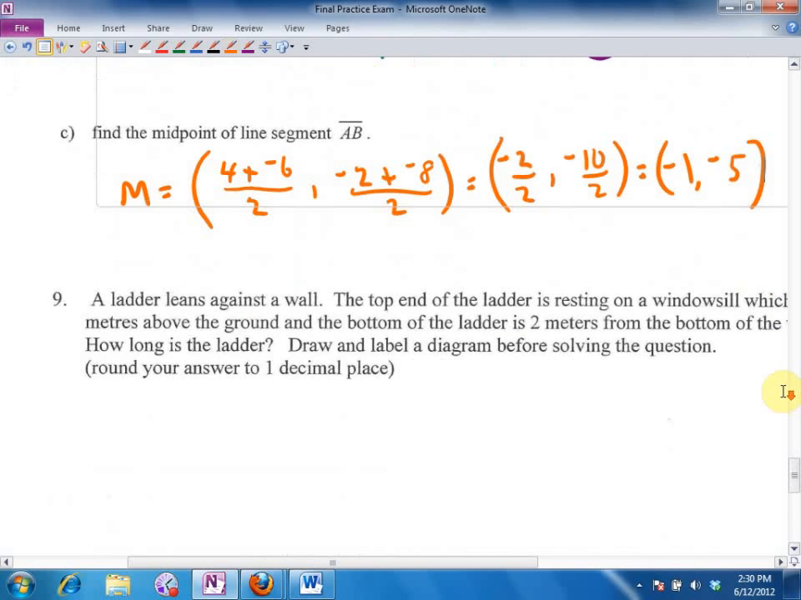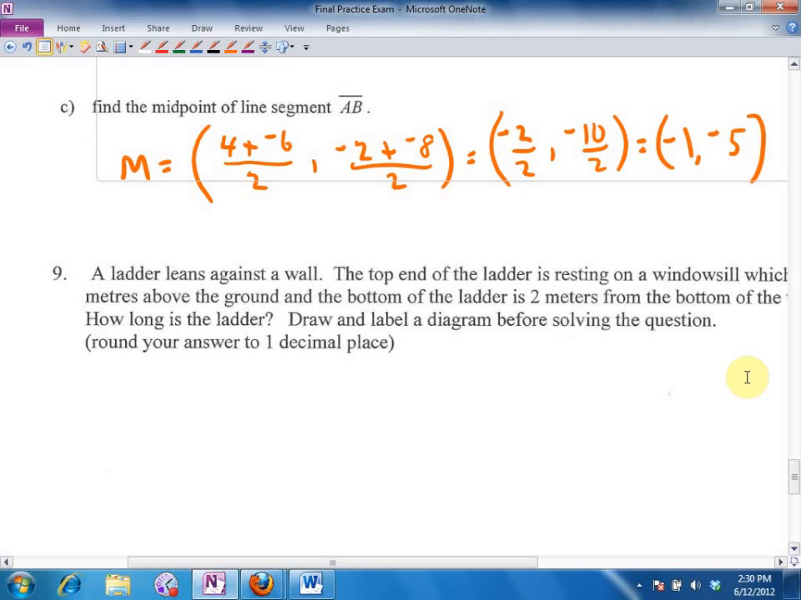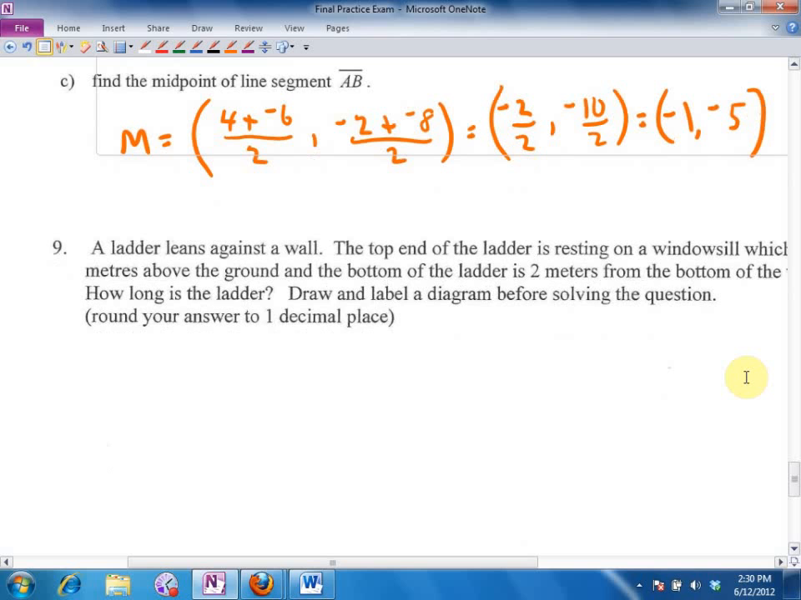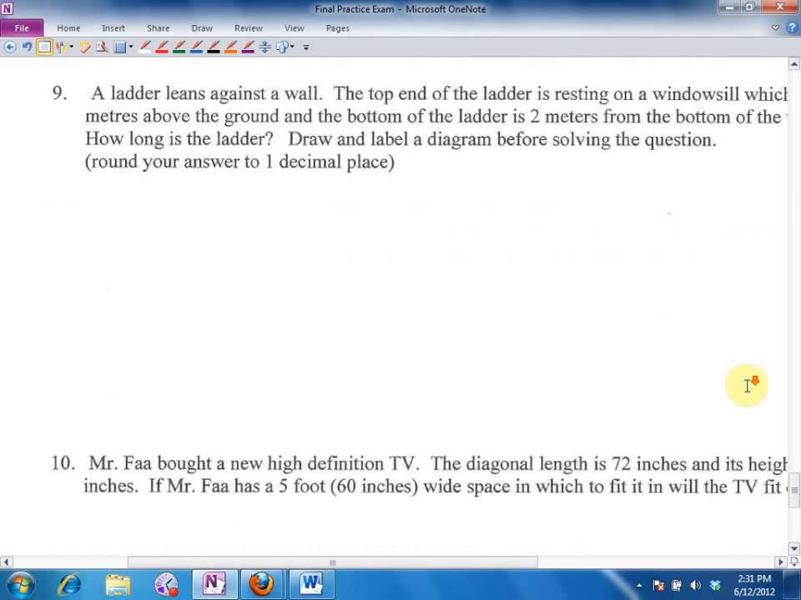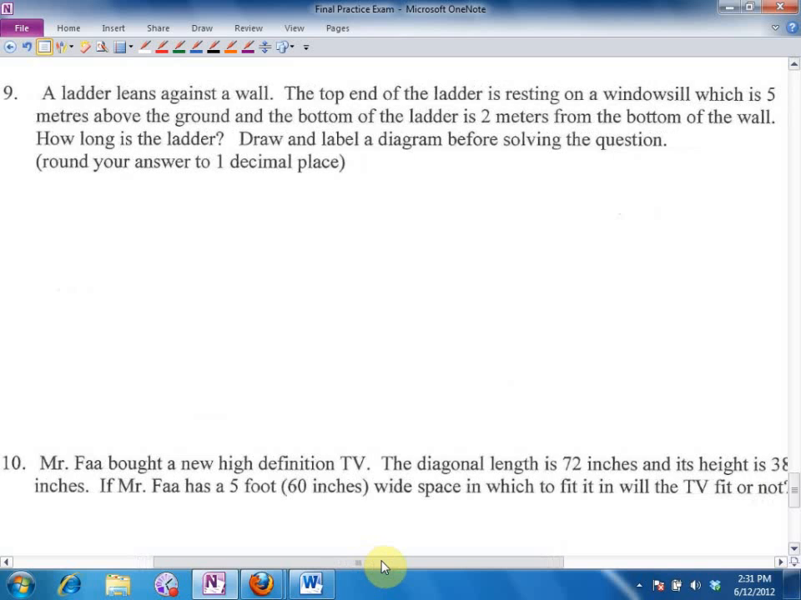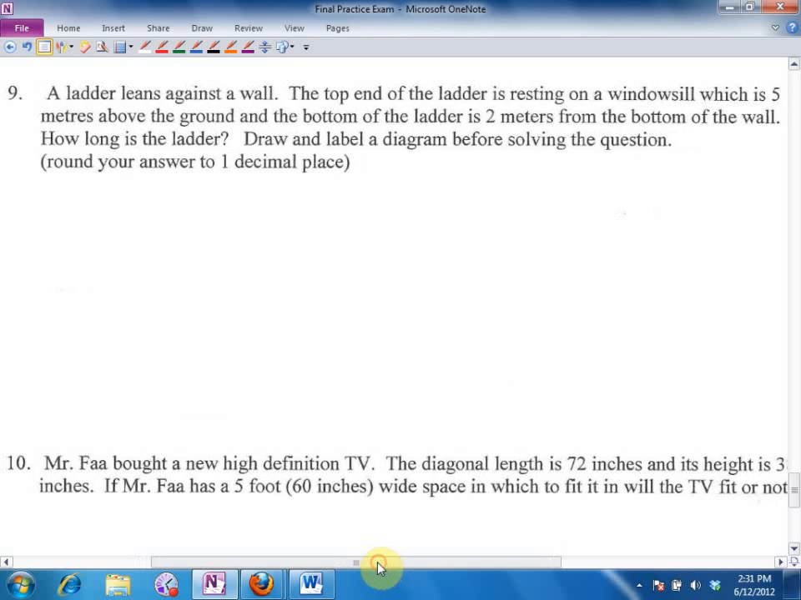Okay, any questions on that? I didn't write the formula down, but I wrote it down on a previous question earlier on, okay? Which brings us to the last two questions. And the last two questions are going to require us to use Pythagoras' theorem because they're to do with 90-degree triangles.